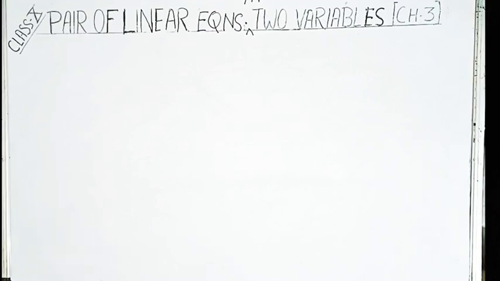Hello students. Let us start the third chapter of Standard 10 Mathematics. The chapter name is Pair of Linear Equations in Two Variables. Before starting the chapter, let us know what is a linear equation. Now a linear equation is an equation where the power of the variable is 1.